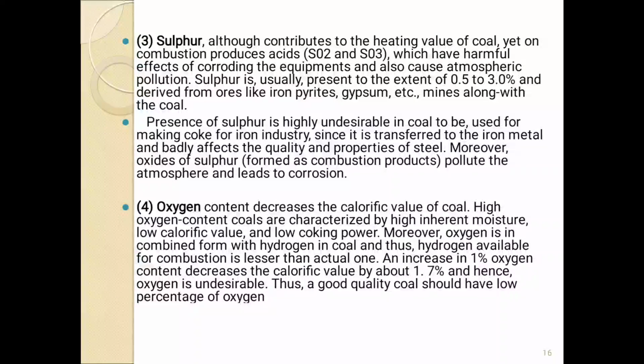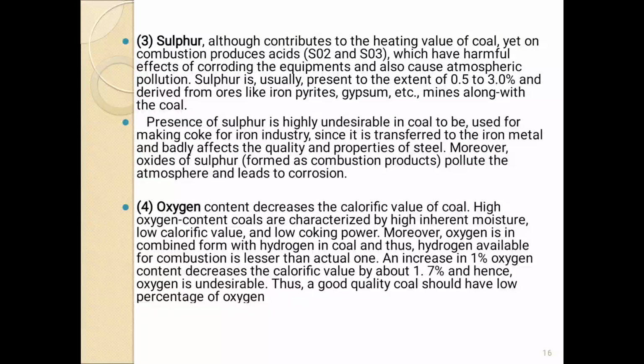The presence of sulfur is highly undesirable in coal to be used for making coke for the iron industry since it is transferred to the iron metal and badly affects the quality and properties of steel. Moreover, oxides of sulfur pollute the atmosphere and lead to corrosion.